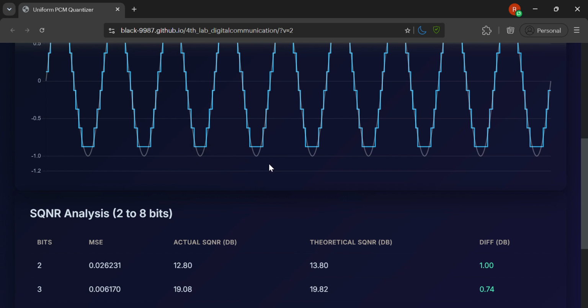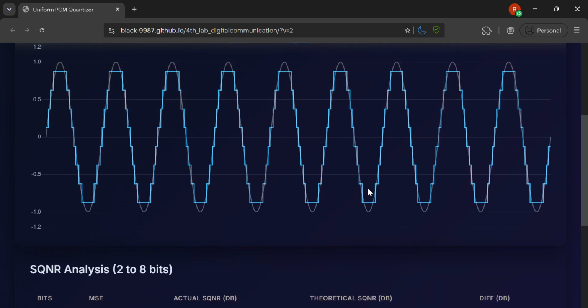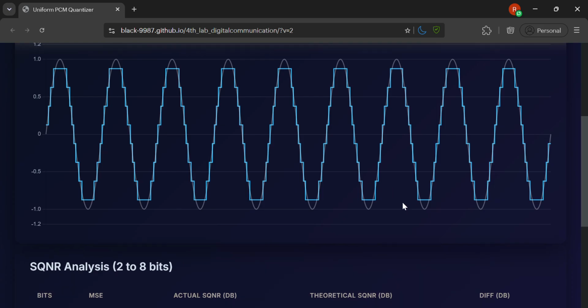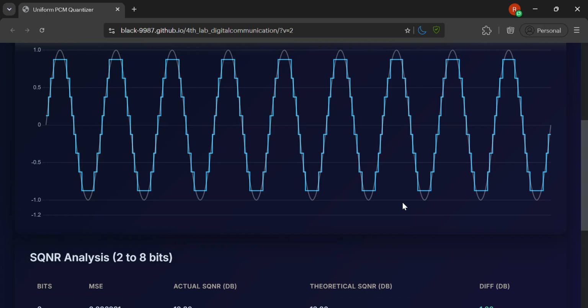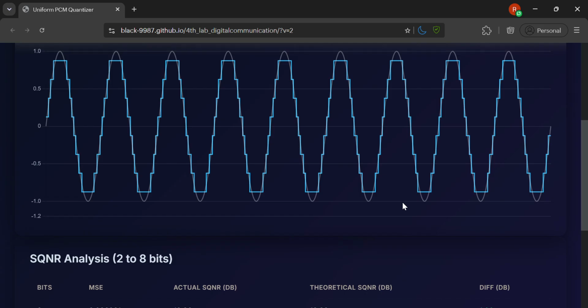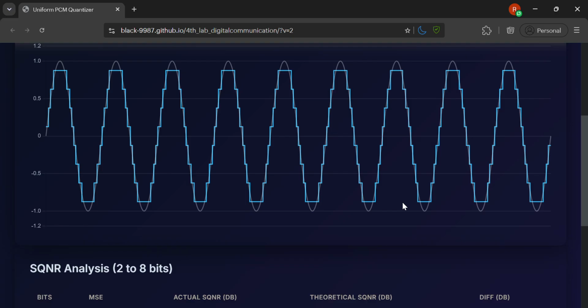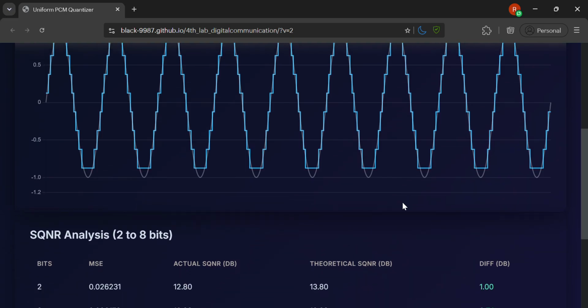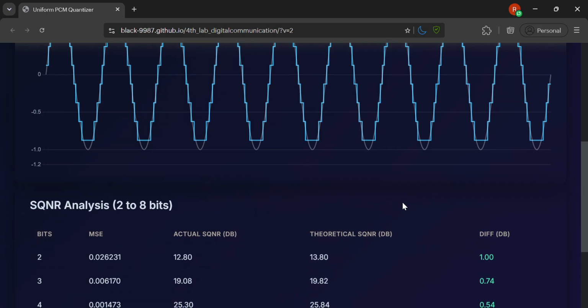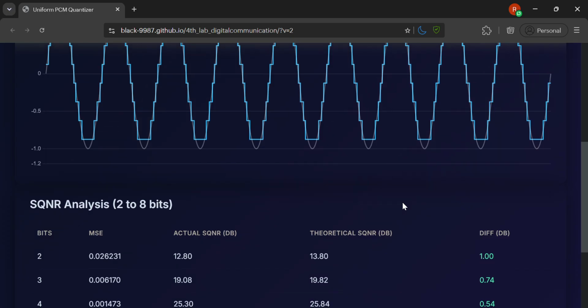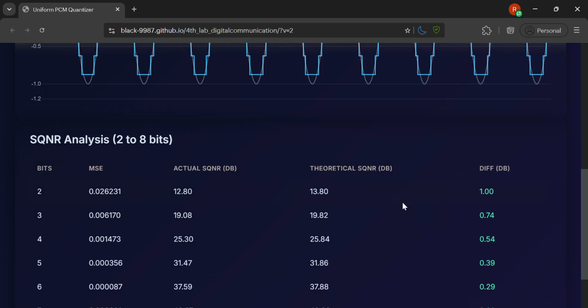Instead of changing continuously, the signal can only take specific discrete amplitude levels. Every analog sample is rounded to the nearest available level, creating these horizontal steps. With 3 bits, the signal has only 8 quantization levels, so the staircase is quite noticeable and the difference from the original waveform is clearly visible.